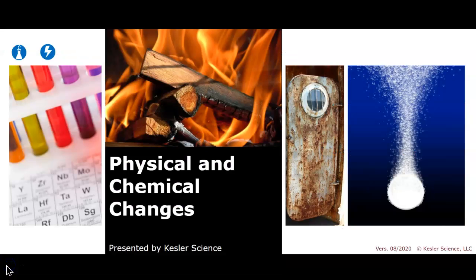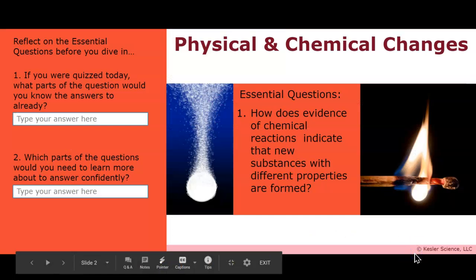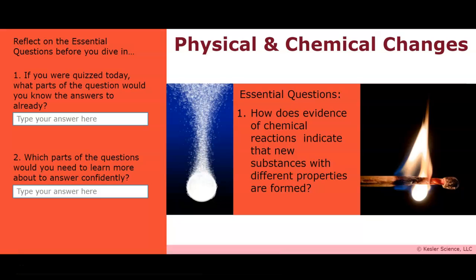Today, we're going to be learning about physical and chemical changes. So let's look at the essential questions. How does evidence of chemical reactions indicate that new substances with different properties are formed?